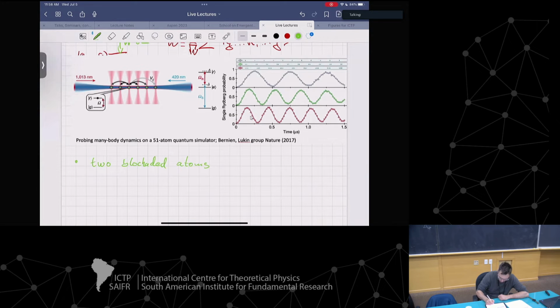How about the line width of this transition? Lifetime. Yeah, it's an excellent question. So the lifetime of these Rydberg states is actually very long. It's on the order of maybe 100 microseconds. So that in principle also means that the line is extremely narrow.